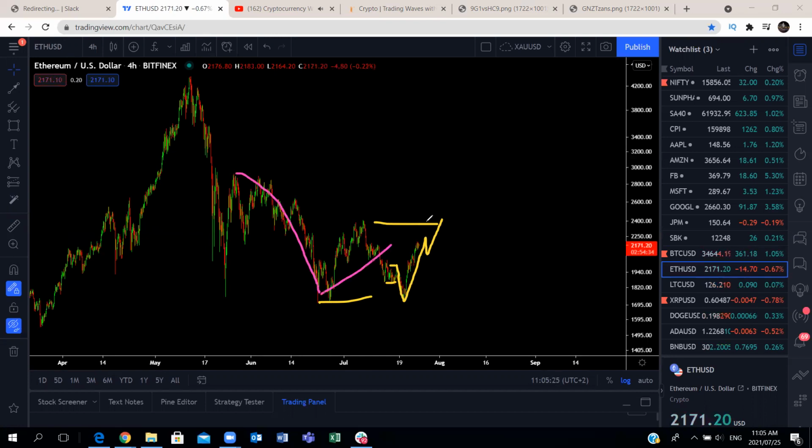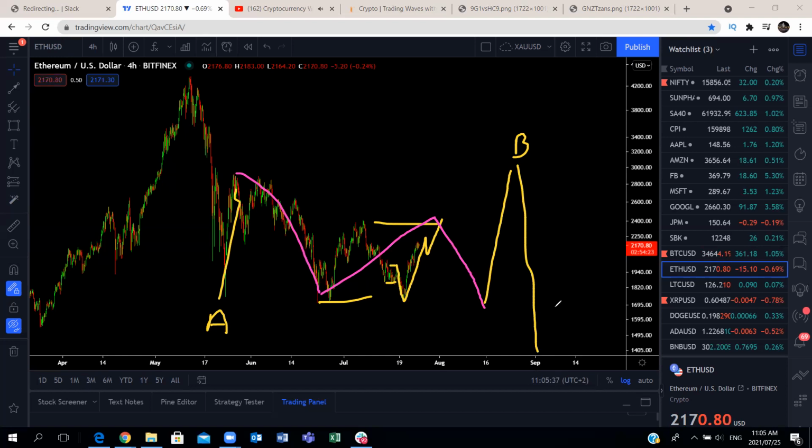So we can come here, we can come here, we can come here. We'll have that structure like that. We would have this as a push to the upside, as a push to the upside. All of this will be an A, B, C corrective structure before we push to the upside.